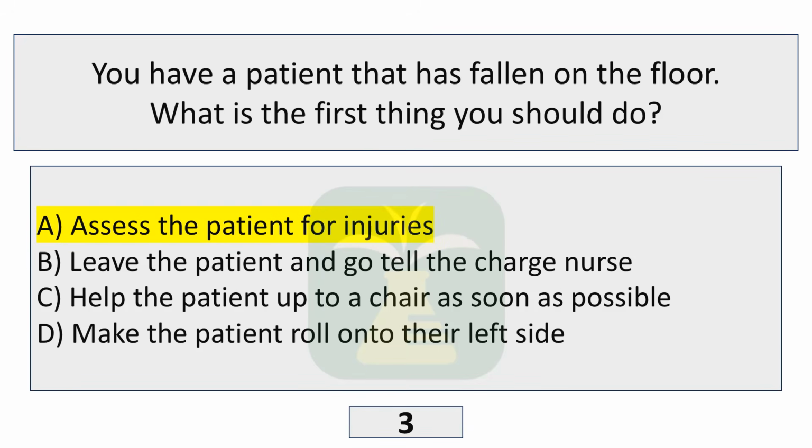Correct answer, A. Assess the patient for injuries. When a patient falls, the first thing to do is to assess the patient for injuries. The patient should not be left alone. Picking the patient up to put them in a chair would put yourself and the patient at risk for injury. The patient should be asked to lie still while you assess for injuries.